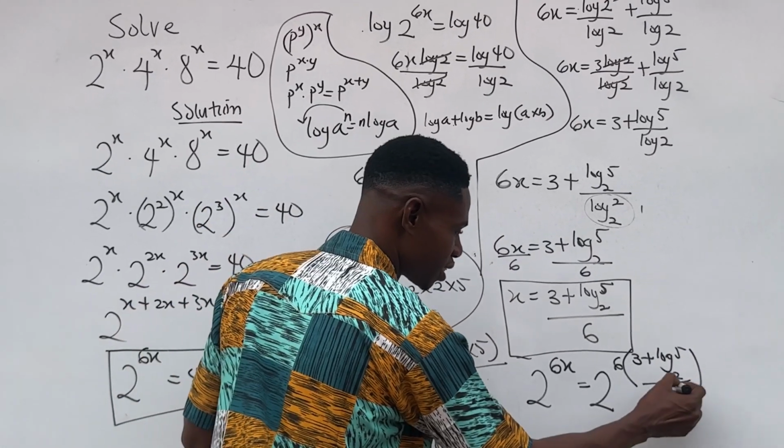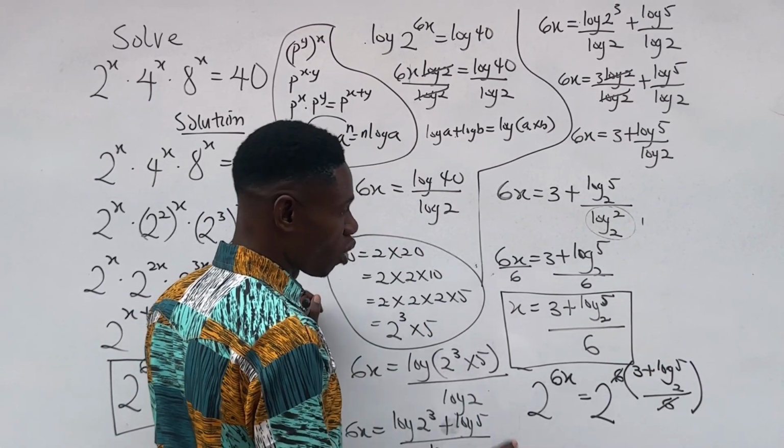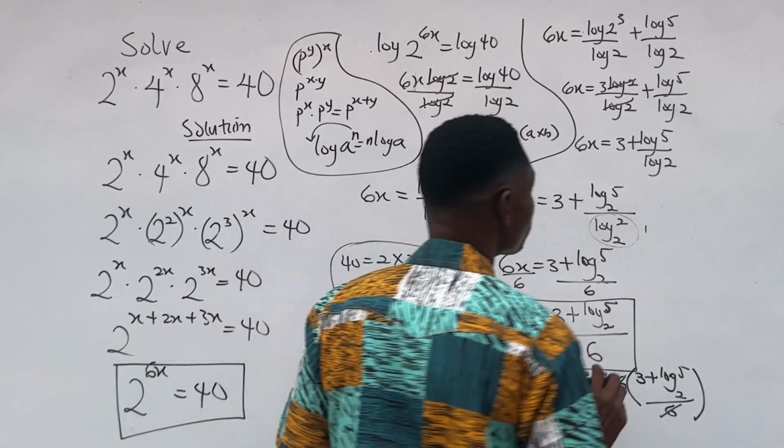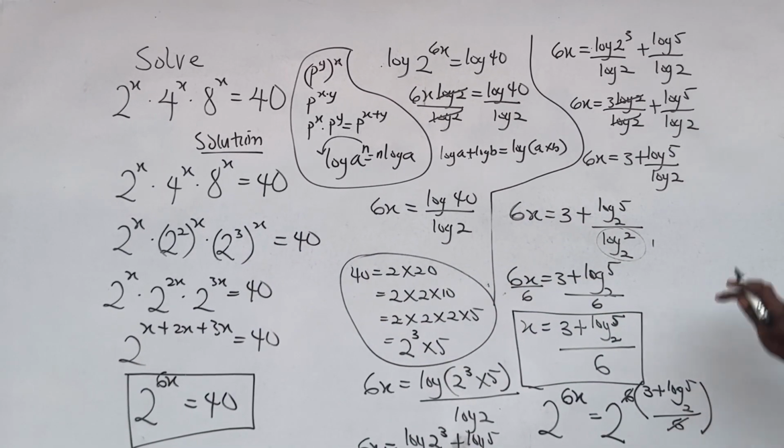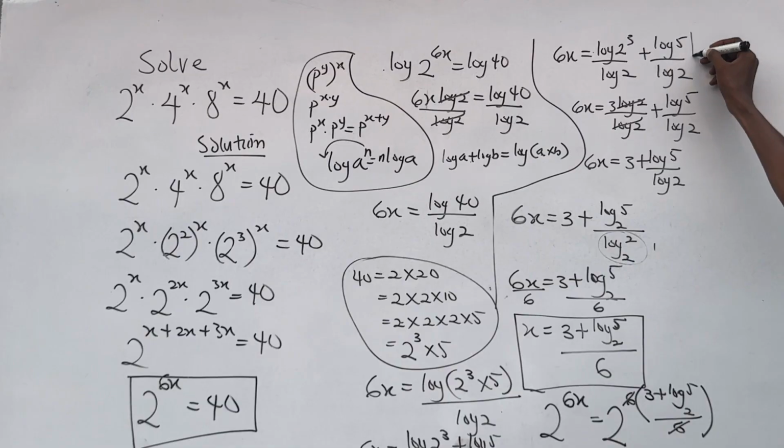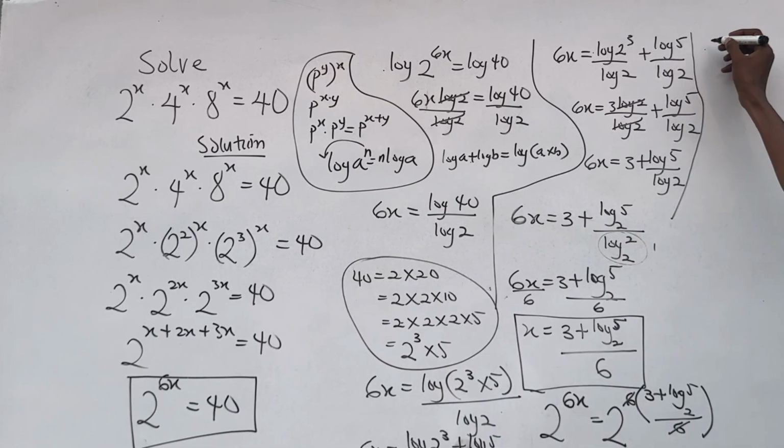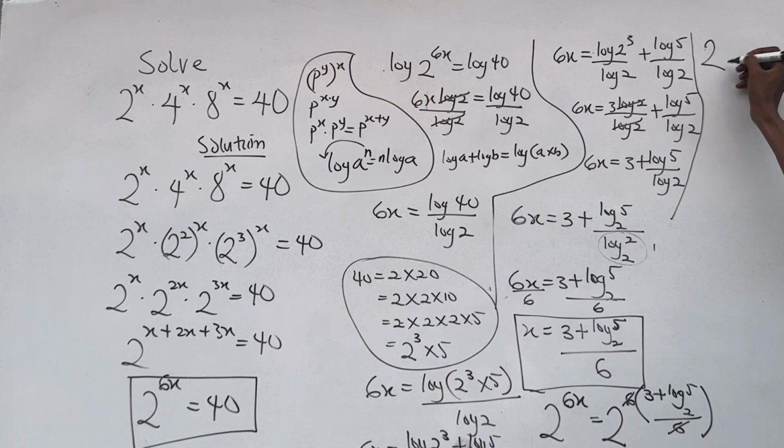Now obviously this 6 can cancel this 6. So what we have left, let me move up, is 2 raised to the power 3 plus log 5 base 2.